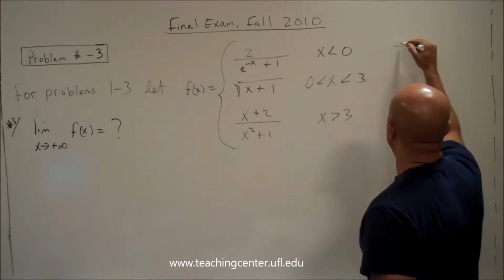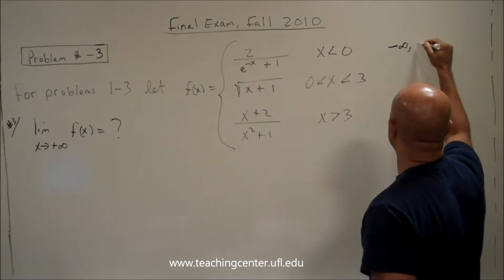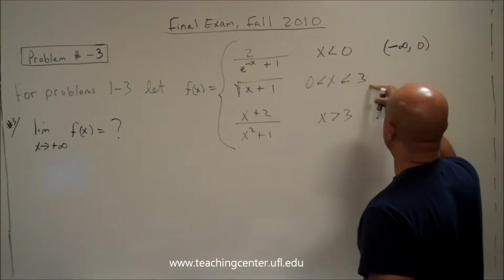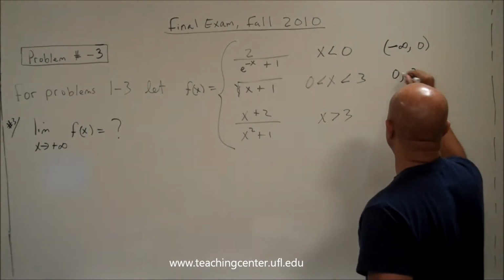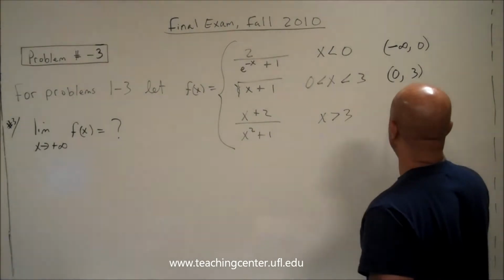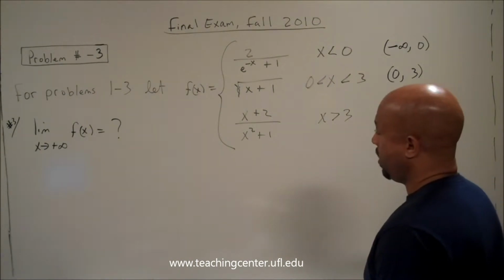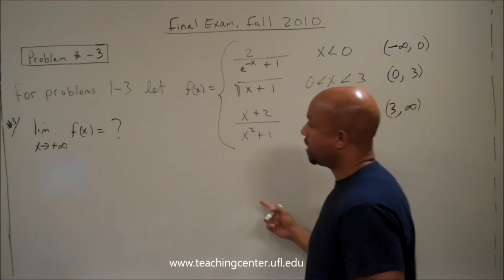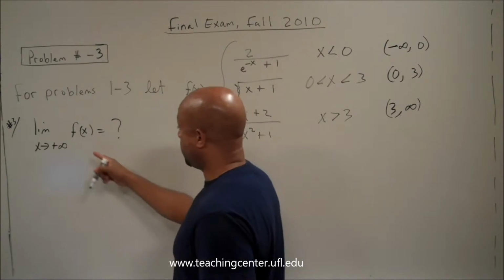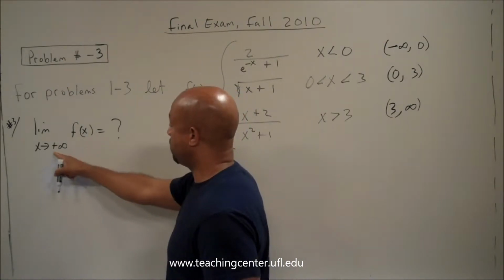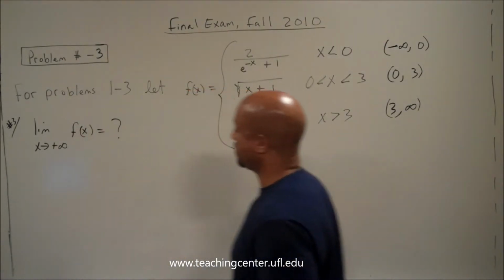This one would be from negative infinity to 0. This interval would be from 0 to 3. And then this interval would be from 3 to infinity. Okay, and problem number 3 states: what is the limit as x approaches infinity of f of x?